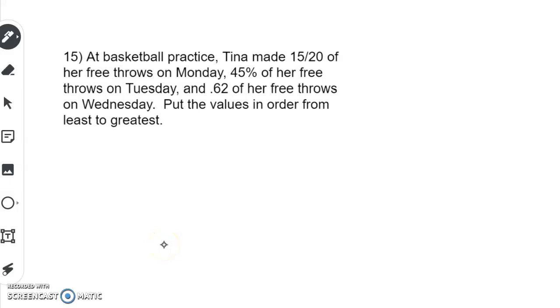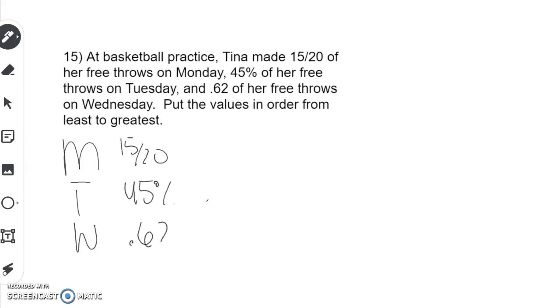At basketball practice, Tina made 15 out of 20 of her free throws on Monday, 45% of her free throws on Tuesday, and 0.62 of her free throws on Wednesday. Put the values in order from least to greatest. So on Monday, she made 15 out of 20. On Tuesday, she made 45%, and on Wednesday, she made 0.62.